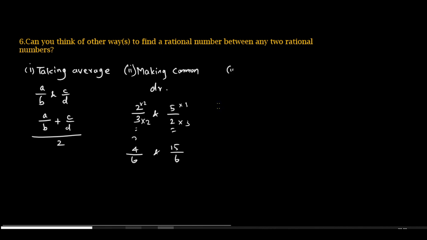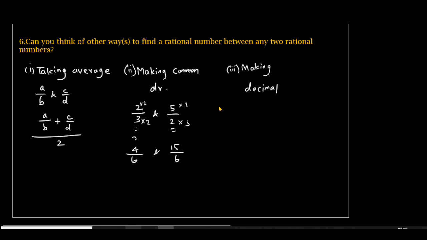And the third method is making decimals. Whatever fraction is given, you can make it a decimal, and by increasing the decimals, you can find the numbers between them. Thank you.